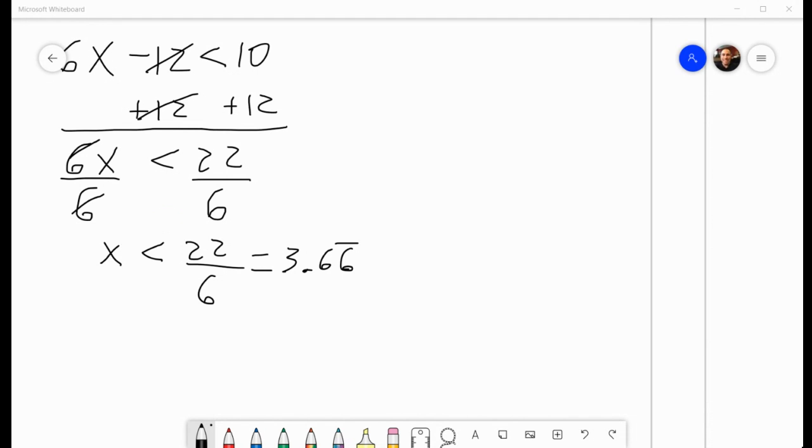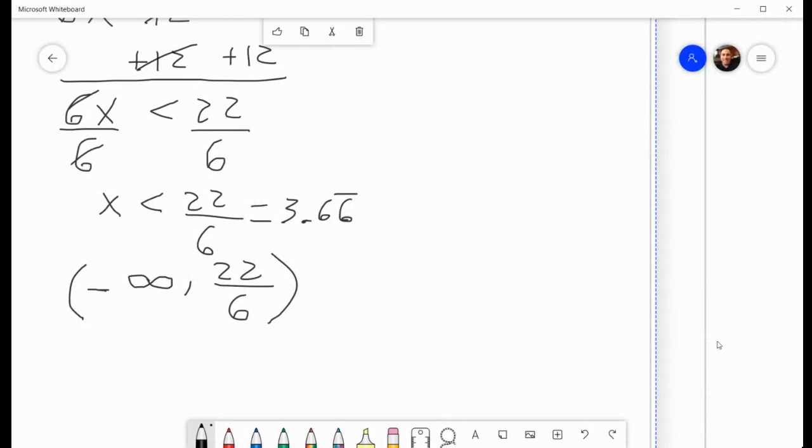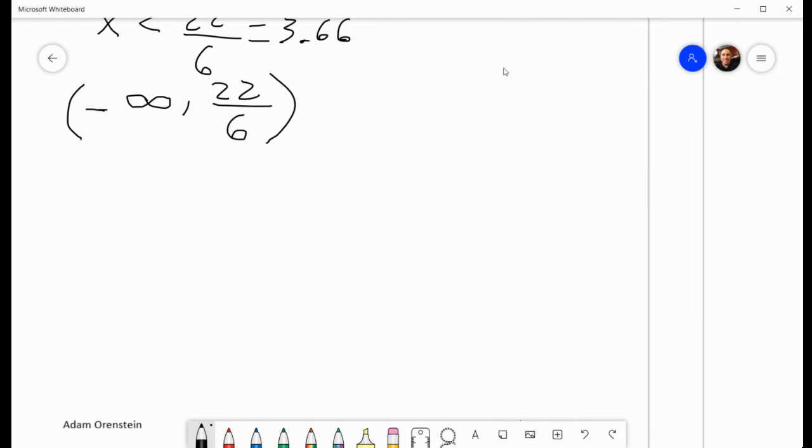otherwise it's non-terminating but repeating. But what you would get though is here, minus infinity, comma, I'm going to use 22 over 6, like so. So that would be our solution set, this interval. I didn't say you had to graph it, but for fun, I'm going to graph it anyway. Okay, and I got to move this up as well.